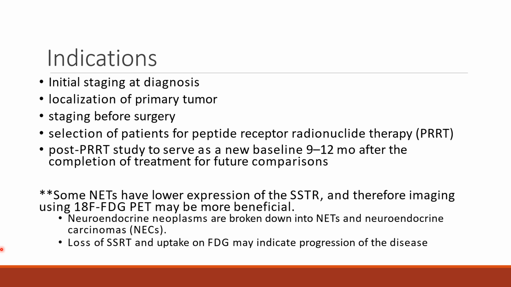And neuroendocrine neoplasms are broken down into neuroendocrine tumors and neuroendocrine carcinomas. So NECs. We've only talked about NETs. We haven't talked about NECs. But the loss of somatostatin receptors and uptake on FDG may indicate the progression of the disease. So same thing that I just talked about a little bit ago. As it progresses, you get more tumor heterogeneity. It starts to lose some of its somatostatin receptors. And at that point, it's pure cancer cells and they will take up sugar.